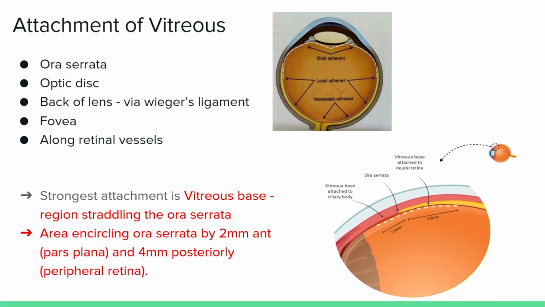Attachments of vitreous is at 5 places: ora serrata, optic disc, back of the lens via Wieger's ligament, fovea and along the retinal vessel. Strongest attachment is at the vitreous base. It is the region straddling the ora serrata. Now the area encircling the ora serrata by 2 mm anteriorly and 4 mm posteriorly to the pars plana is the vitreous base, this area.